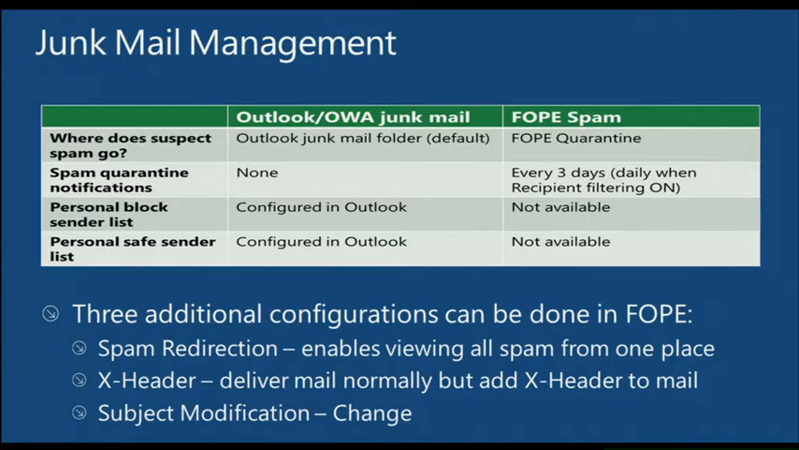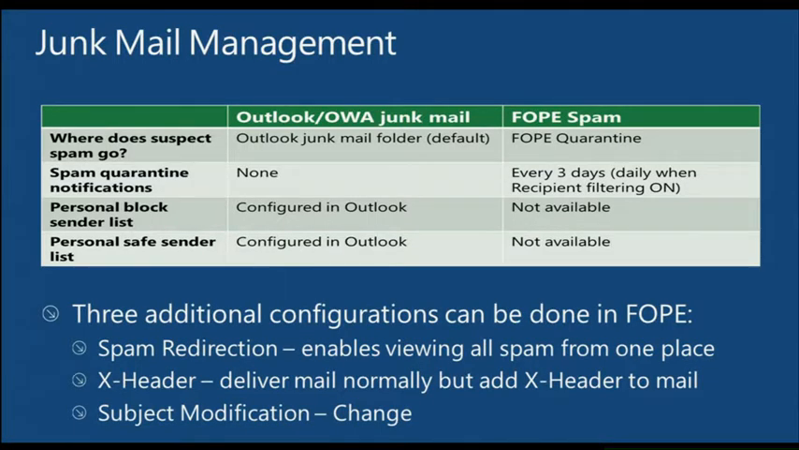They can actually go in. They don't have to go off to another interface to see whether they've got some junk mail. So by default, that's where we route mail. And it also allows a few other enhancements. It means that within Outlook, you can manage safe senders and blocked senders, and you've got that little bit of control. The other option is for that junk mail to go into the FOPI quarantine system.